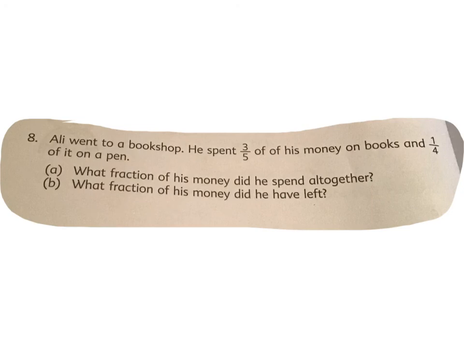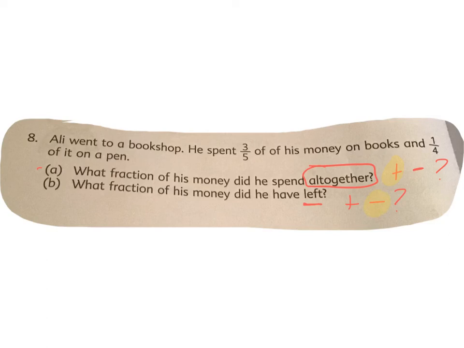Last but not least, Allie went to a bookshop. She spent 3/5 of his money. Ali, it must be not Allie. Ali went to a bookshop. He spent 3/5 of his money on books and 1/4 of it on a pen. A, what fraction of his money did he spend altogether? Is that adding or subtracting? And what fraction of his money did he have left? Is that adding or subtracting? Think to yourself. Altogether means to add. How much did he have left means to subtract.